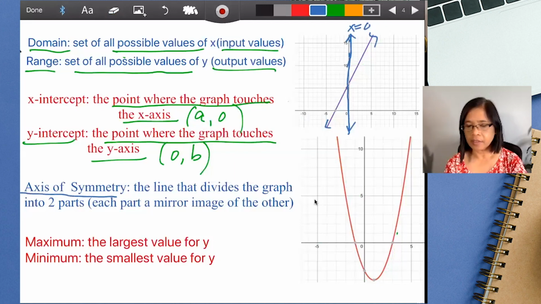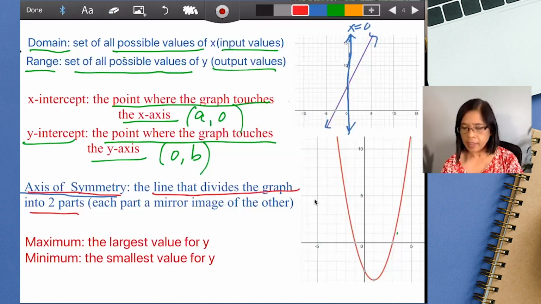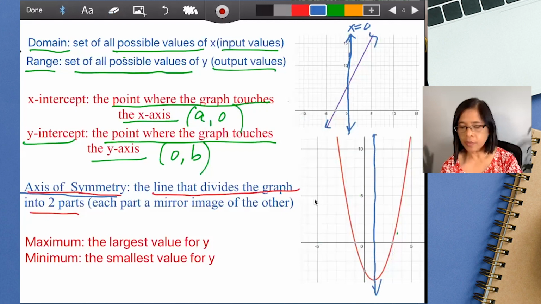Let's find the axis of symmetry for this second graph, which is the parabola. Again, it's the line that divides the graph into two parts. For a parabola, the axis of symmetry passes through the vertex. And if we draw this line, this line will divide this graph into two equal parts. Notice that the right side is a mirror image of the left side. So the axis of symmetry is the line x equals some number a.